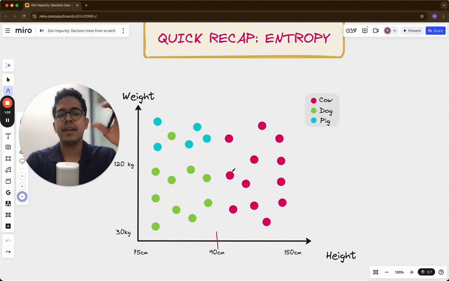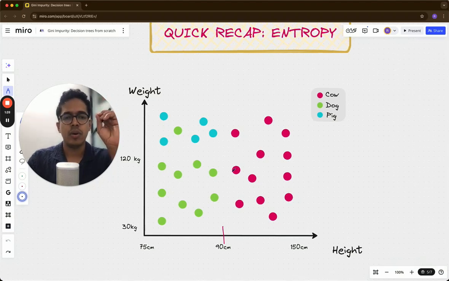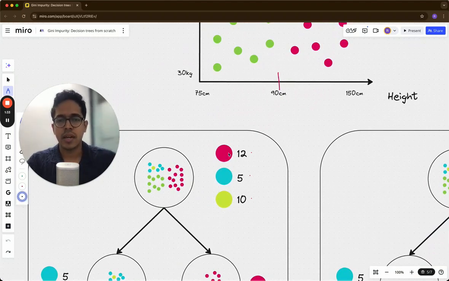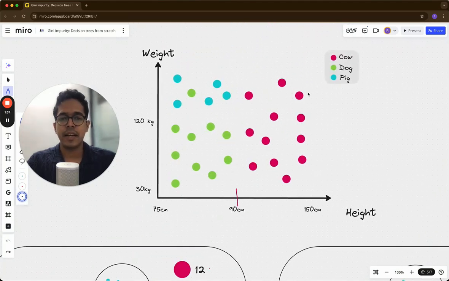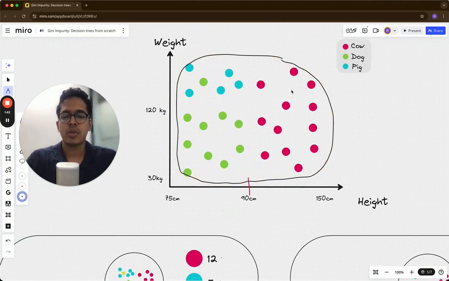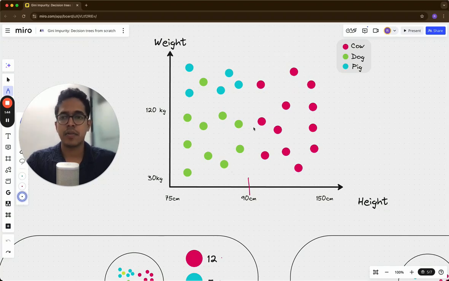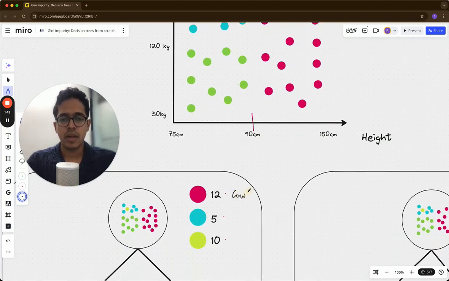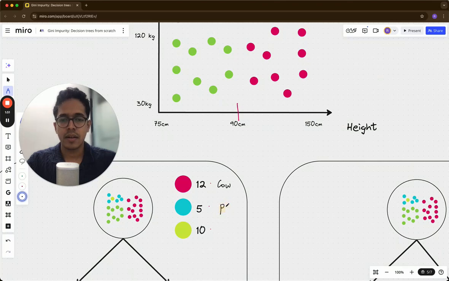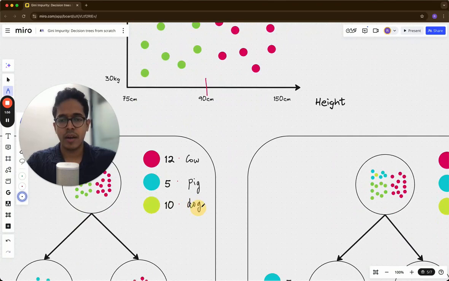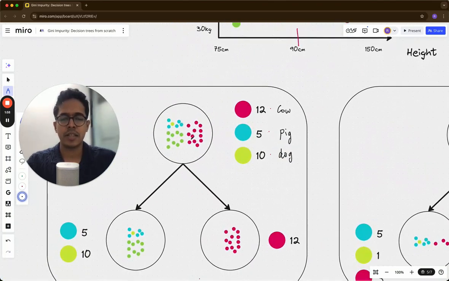The main idea here is that you start with a root node for this entire data set. So your root node looks like this. In the root node, there are 12 plus 10 plus 5, 27 data points. What are those 27 data points? They are all these dots, which correspond to these many animals. Out of 27 animals that are part of the data set, 12 of them are cows, 5 of them are pigs, and 10 of them are dogs. So you have 27 animals, and this is how the animal distribution looks.